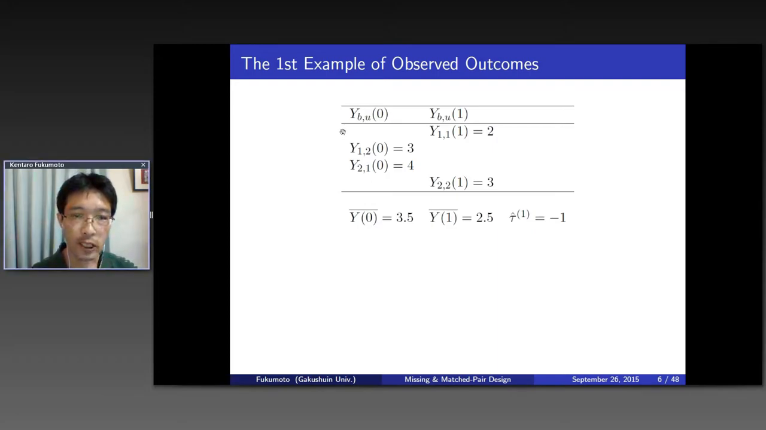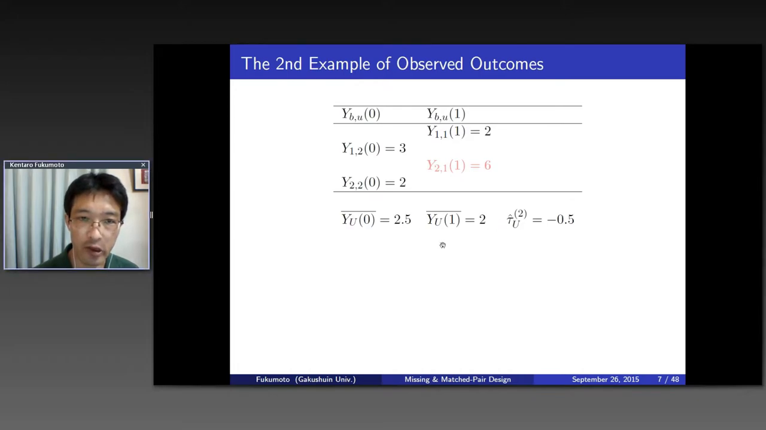And in the first block, the first unit is treated and the second unit is controlled. And in the second block, the first unit is controlled and the second unit is treated. And in this example, we can observe all four units. So the average of treated outcome is 2.5, and the average for control outcome is 3.5. So the estimate of ATE is equal to minus 1.